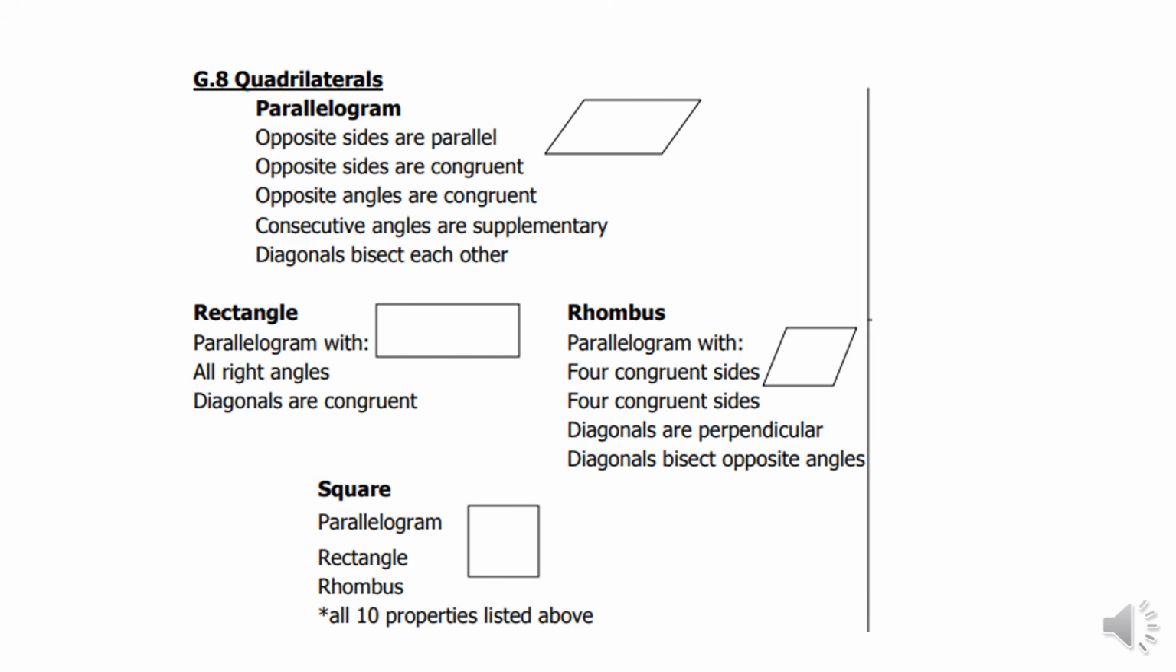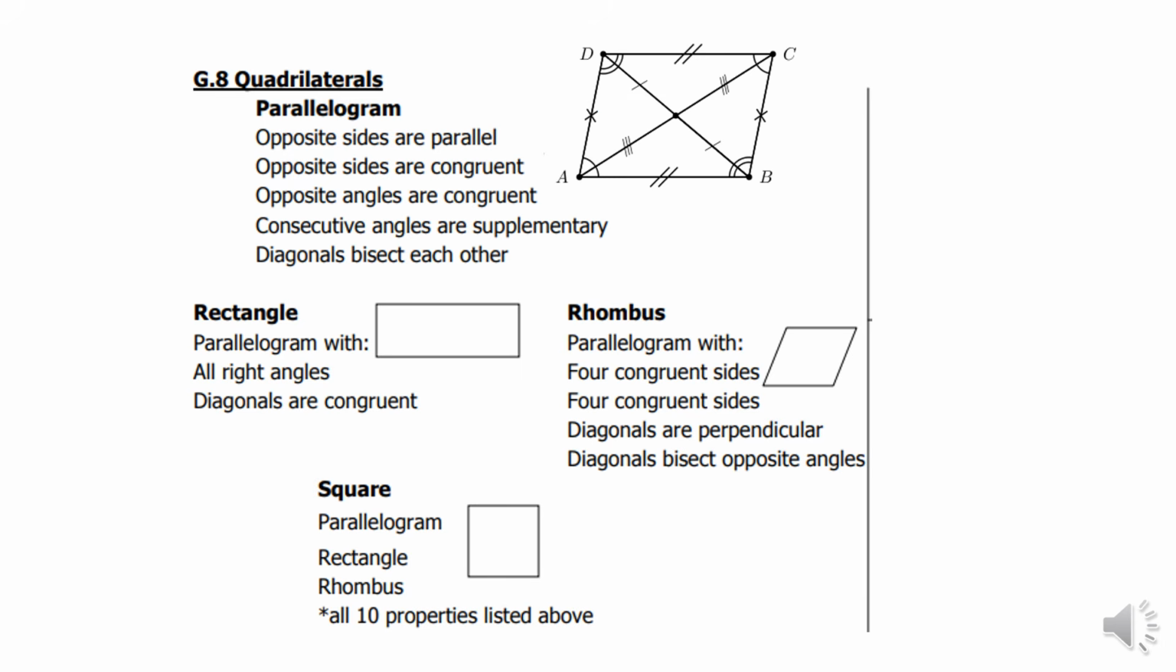For quadrilaterals, the four main ones that we work with are parallelograms. Parallelograms have opposite sides parallel, opposite sides congruent, opposite angles are congruent. Angles that are consecutive or next to each other are going to be supplementary, so they add up to 180, and your diagonals bisect each other. A rectangle is a parallelogram, but all the angles are 90 degrees, and all of the diagonals are going to be congruent to each other.